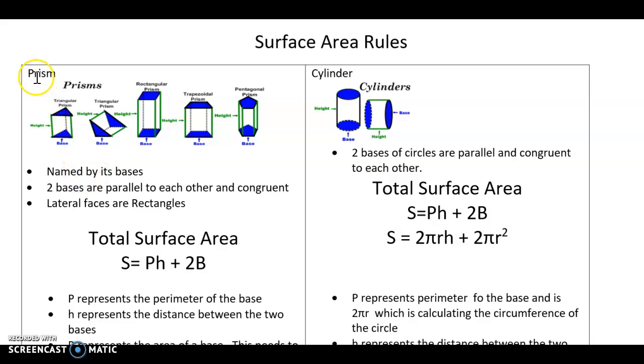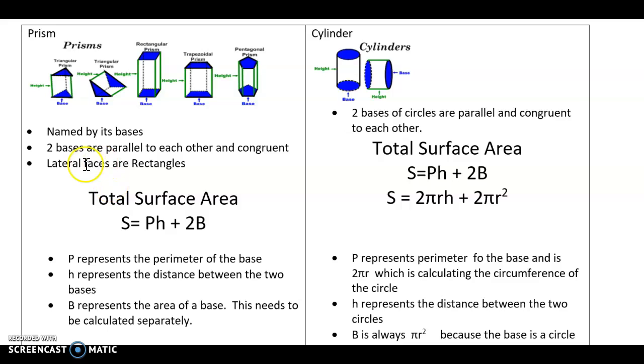If you're doing a prism, you have triangular prisms, rectangular prisms, isosceles triangular prisms, right triangular prisms. I'm not going to deal with these two as much. For prisms, you're going to name it by its bases. Two bases are parallel to each other and congruent. Lateral faces are rectangles. So this is a triangle base, and the faces are all rectangles.